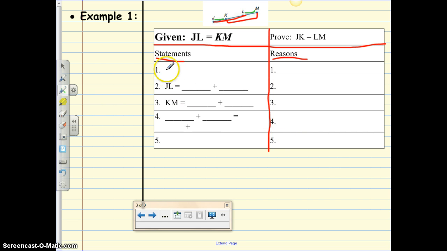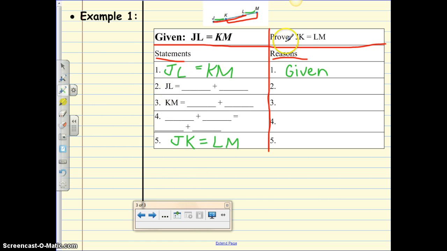So, of course, we start with what is given to us. JL equals KM. And that is true because it is given. And I always like to fill in what we're trying to prove. Next, we know that that's where we're going to end. It's a little easier to see in a 2-column proof than a paragraph proof. But if you're writing a paragraph proof, that would always be your last sentence.